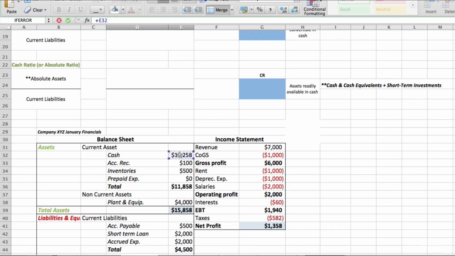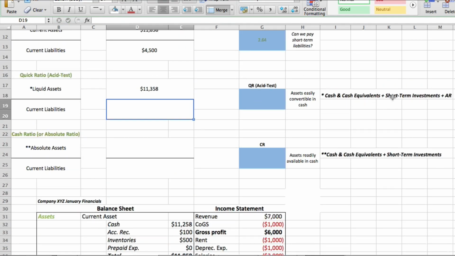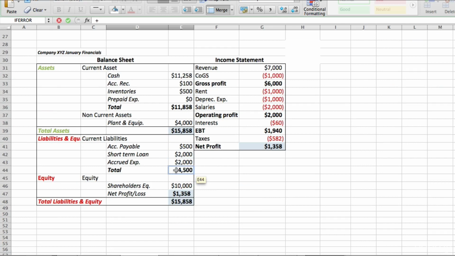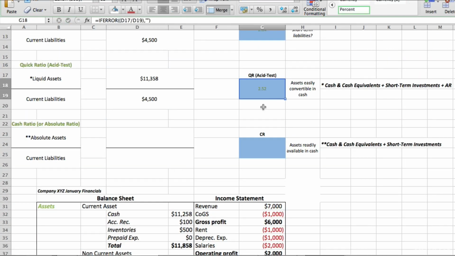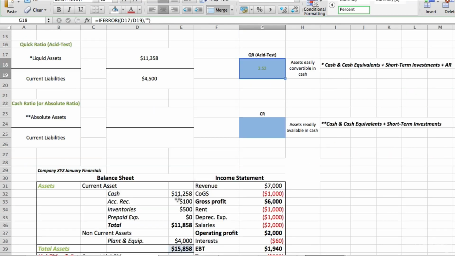Therefore, we take the cash, and then, of course, we take the accounts receivable. And that's it for now, because we don't have any cash equivalents or short-term investments in this case, but usually if we had other items such as those ones, we would have taken them to compute our quick ratio. Now, to compute our quick ratio, we also want to get our current liabilities from the balance sheet, and that's what we do. As you can see here, the quick ratio is very high, because most of the current assets are coming from the cash account.